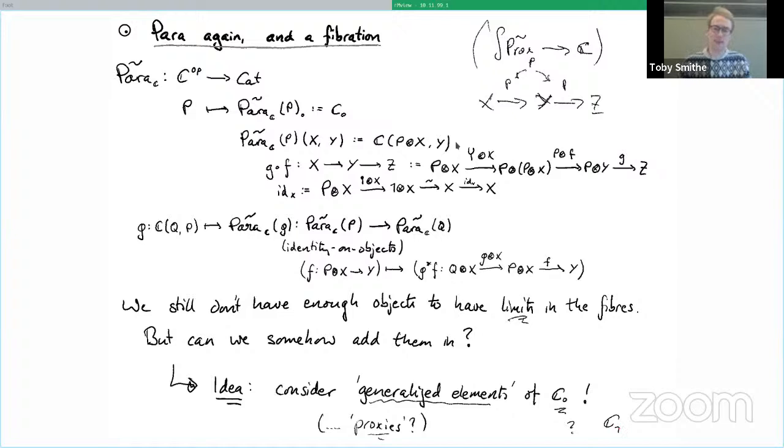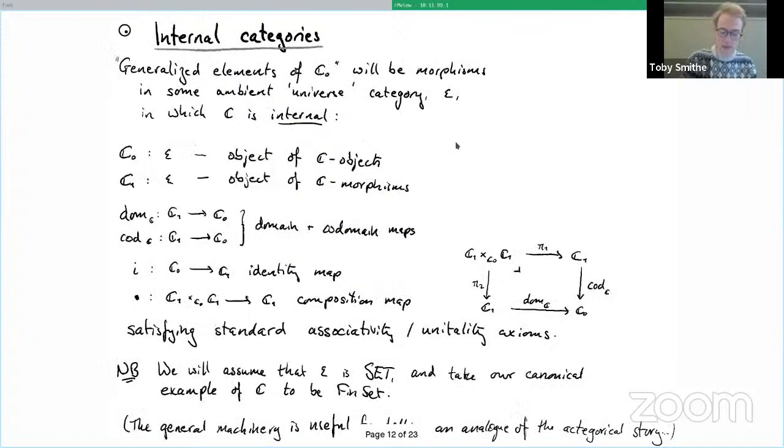And the kind of best setting, I think, to talk about that kind of thing is to think of C, rather than just as some category floating out there, to be an internal category in some other category, which I'll call its universe, and I'll write that as E. So just to make a little bit of notation precise, what does it mean for C to be an internal category in this way?